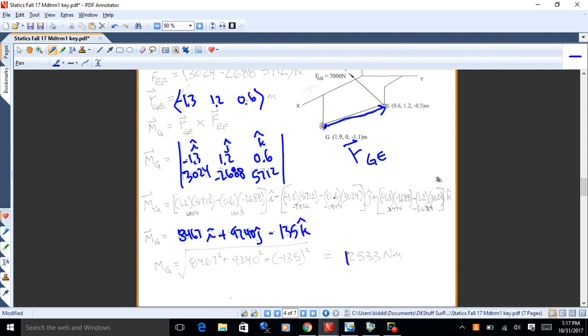And then if you want the magnitude, you take the square root of the sum of the squares, 12,533. Everyone okay with that?